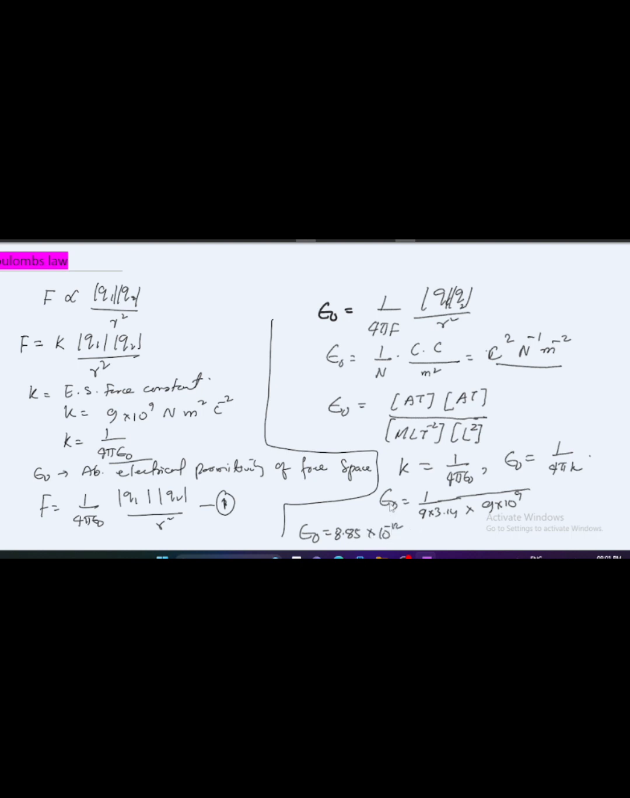And for epsilon naught, we have this unit here, Coulomb square per Newton per meter square.